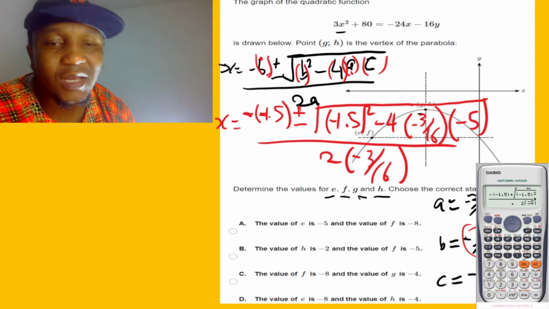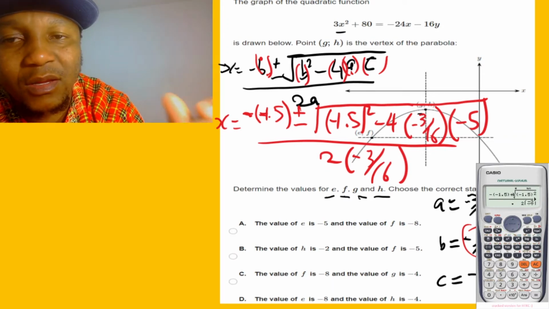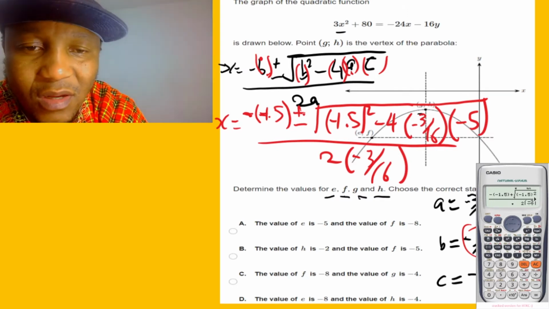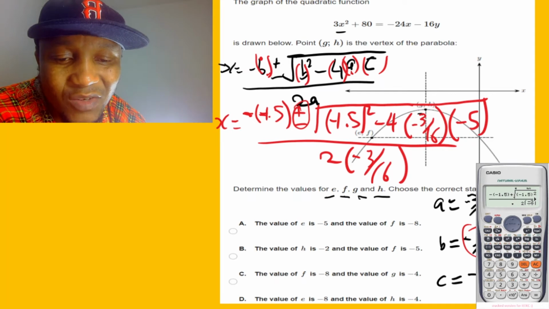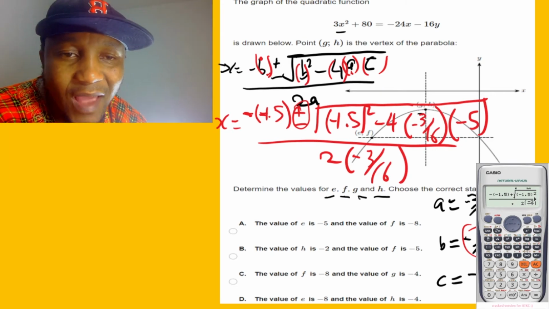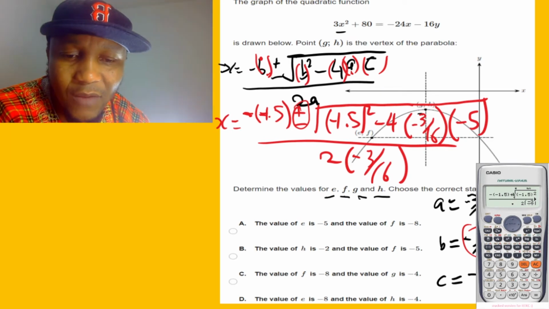Even though you say plus and minus, there's no plus and minus on the calculator. So we start with the plus, and you see what happened here? It says error. So what does the error mean?